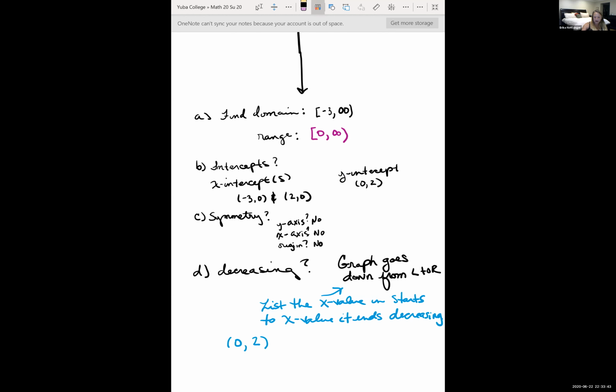So you've got to be careful between interval notation and points. These are your x values. This is an interval. You're saying you're looking at all x values that fall in between, but not including, 0 and 2.